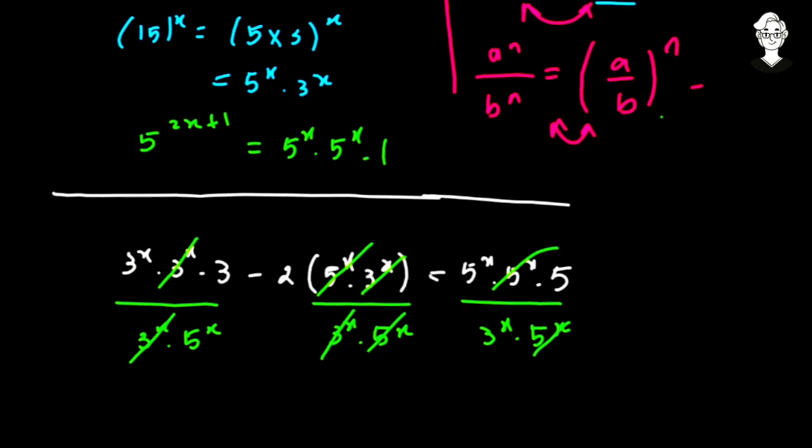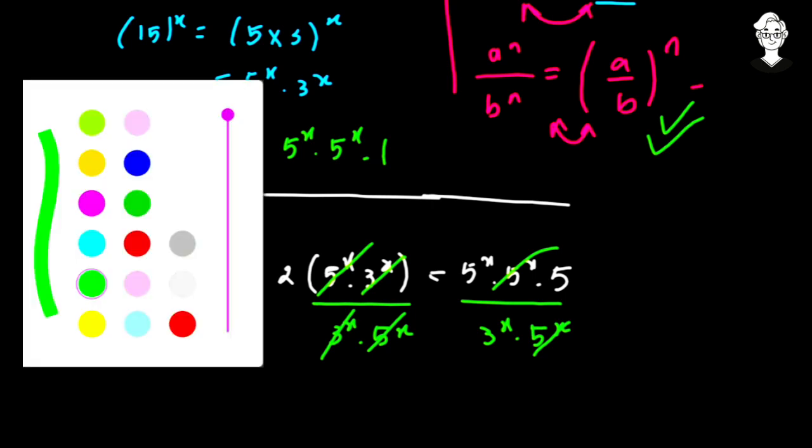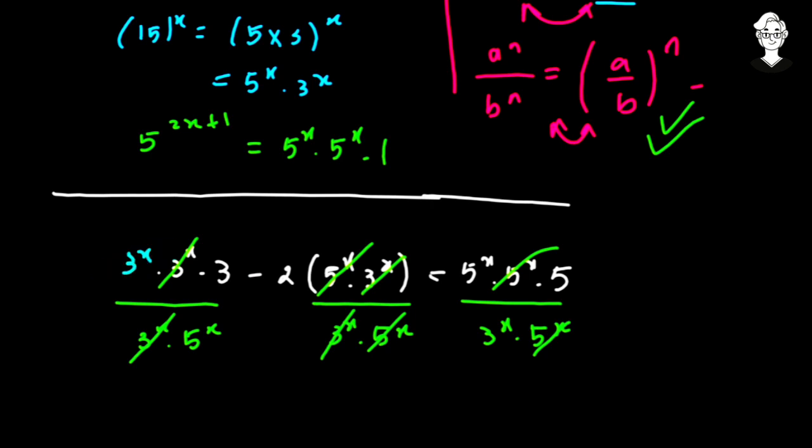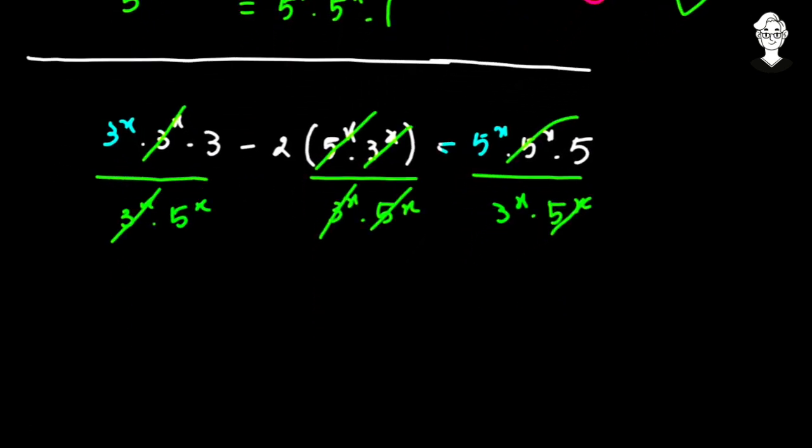Now look over this exponential rule that a^m / b^n can be written as (a/b) to the power n. Similarly, here I can observe this thing. Now I will highlight them with the blue. You can see 3 to the power x and 5 to the power x. Here we can see 5 to the power x, 3 to the power x. So that rule can be applied. So it would become (3/5) to the power x minus 2. Here nothing is there, so only 2, and that is equal to (5/3) to the power x.